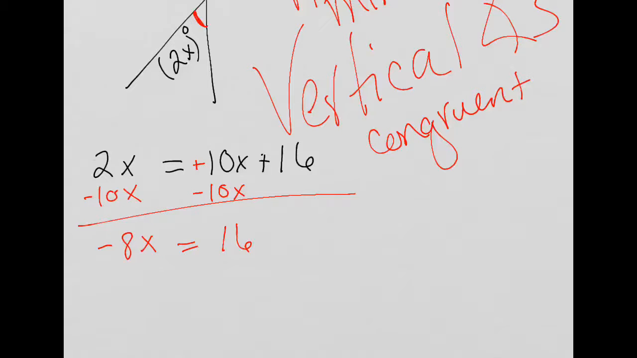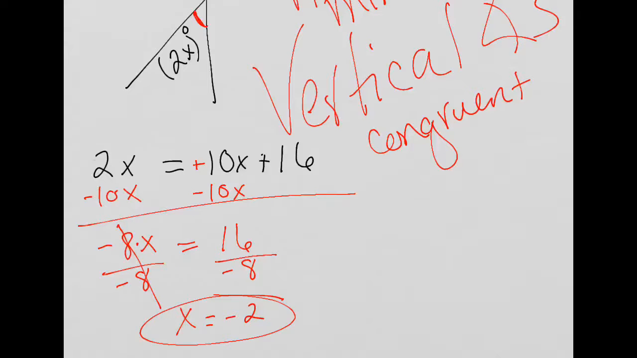Negative 8x is the same thing as negative 8 times x. The opposite of multiplication is division. What I'm trying to get rid of is that negative 8, so that's what I'm going to divide by. Negative 8 divided by negative 8 is 1, so it leaves me with 1x, and 16 divided by negative 8 is negative 2. Now, again, it may just ask you for what x is, which then that would be your solution.